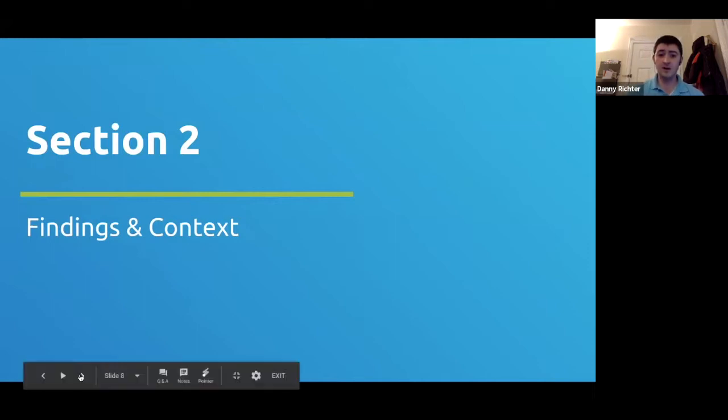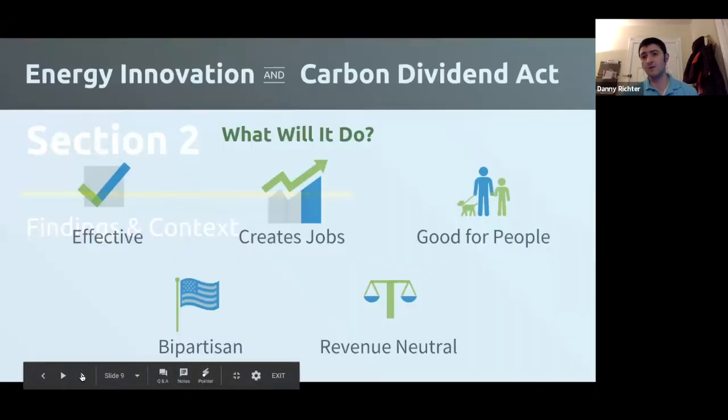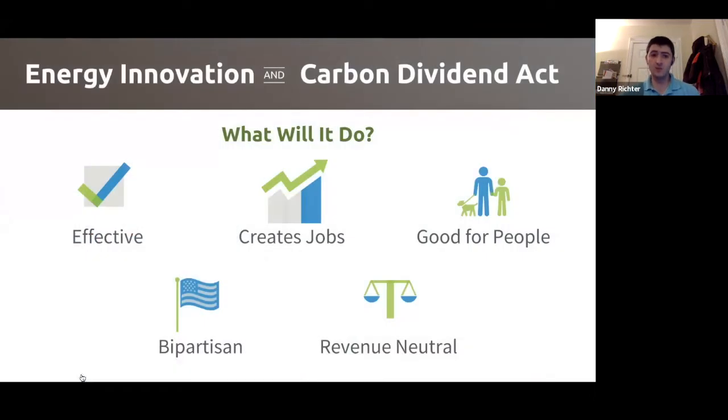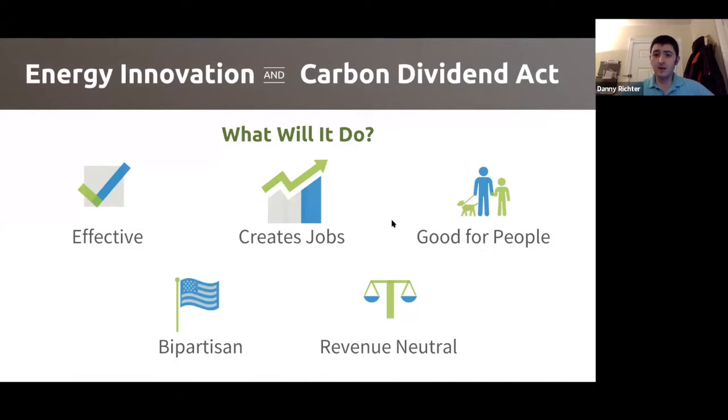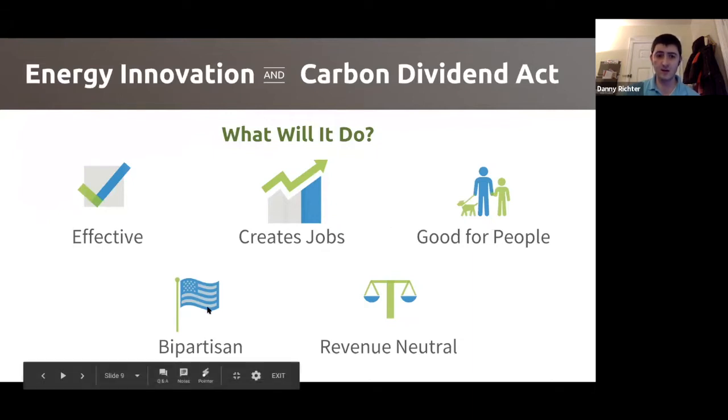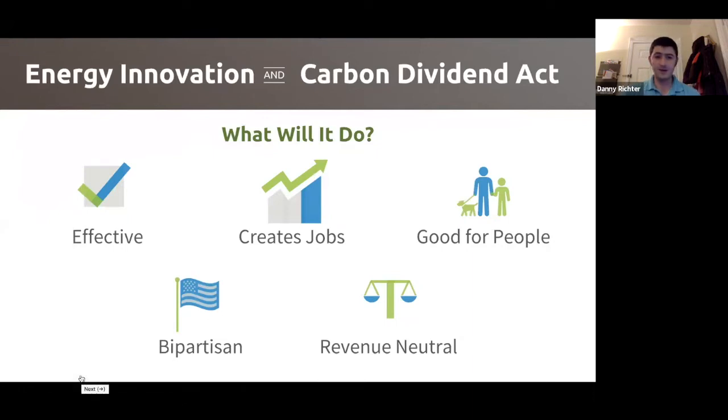But here, in our more public messaging, we want to emphasize these 5 points: that this bill will be effective, this bill will create jobs, this bill is going to be good for people. It's going to save lives, or you can go back to the jobs element. It's bipartisan. The first time it was introduced, it had both Democratic and Republican support, and it is revenue neutral. So these are the things that we want to highlight. And so feel free to highlight what's in the section by section, or to highlight these 5 high-level messaging points, which we want to come back to again and again.